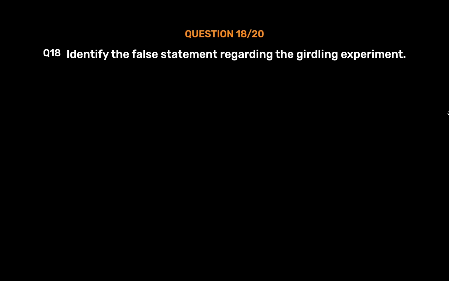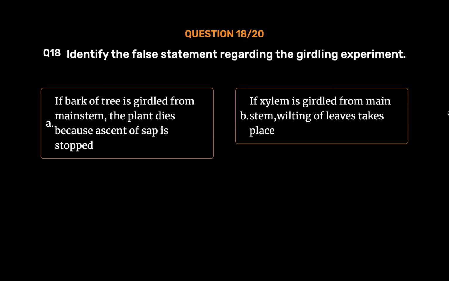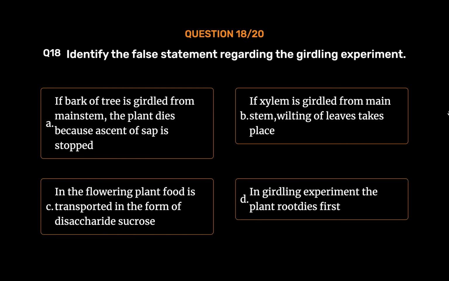Question number 18. Identify the false statement regarding the girdling experiment. Option A. If bark of tree is girdled from main stem, the plant dies because ascent of sap is stopped. Option B. If xylem is girdled from main stem, wilting of leaves takes place. Option C. In the flowering plant, food is transported in the form of disaccharide sucrose. Option D. In girdling experiment, the plant root dies first. The correct answer is option A. If bark of tree is girdled from main stem, the plant dies because ascent of sap is stopped.